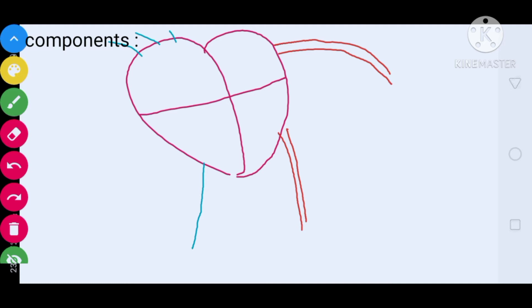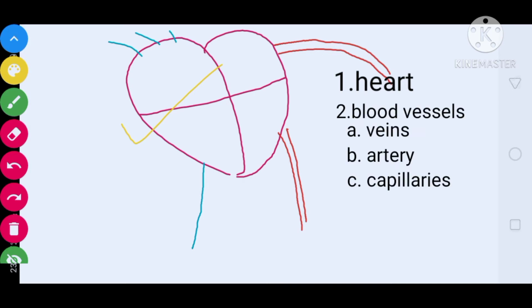The human circulatory system contains a four-chambered muscular heart, blood vessels which include veins draining blood from various parts of your body to the heart, and arteries draining blood from the heart to various parts of your body, and the capillaries which join small arteries, that is the arterioles, with small veins, that is the venules. The last component is the blood, which is the fluid circulating in blood vessels.